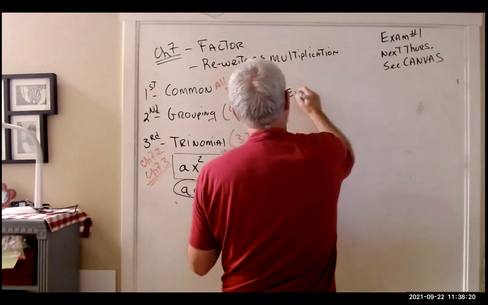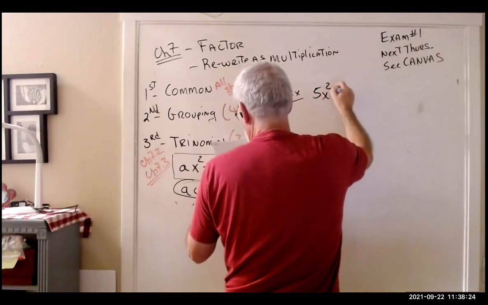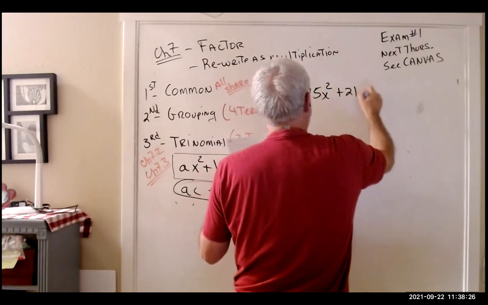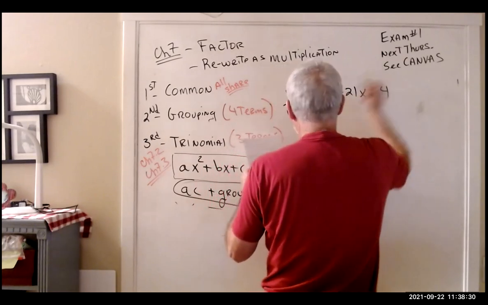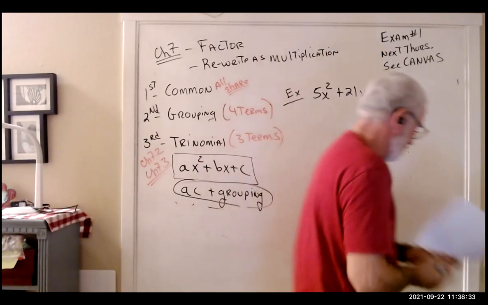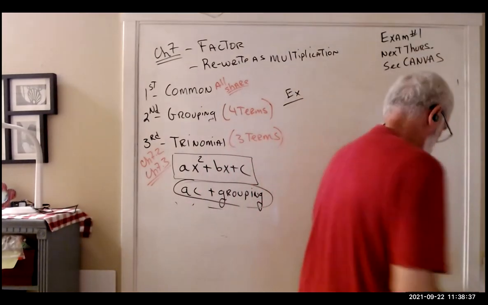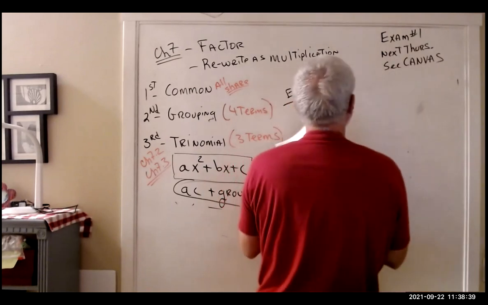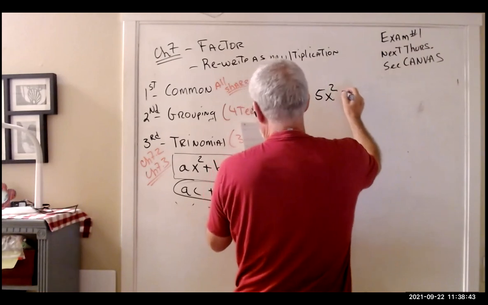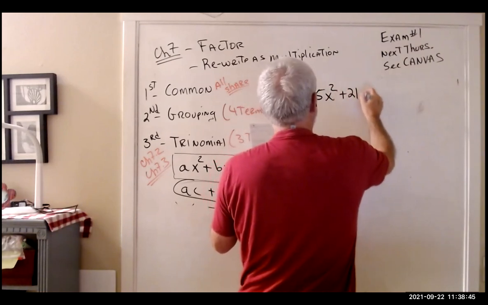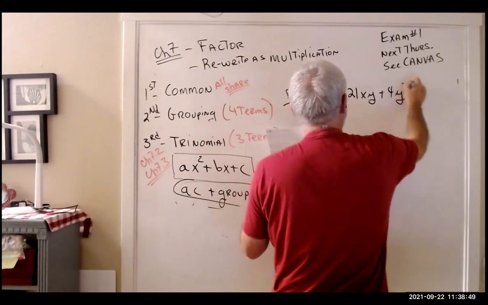So suppose we had this problem. Now, this is a trick problem. Again, I think for some people, it's too early. Whoops, that's not the one I want. It's too early to teach this, but I'll review it again. 5x squared plus 21xy plus 4y squared.